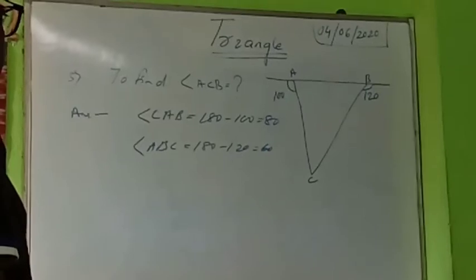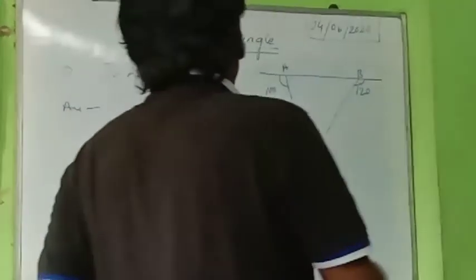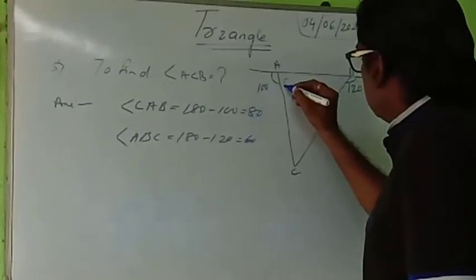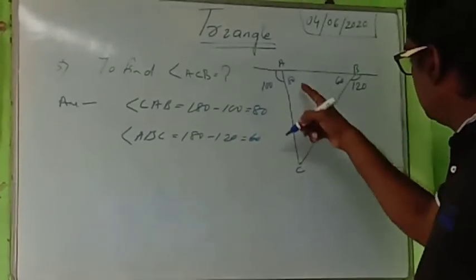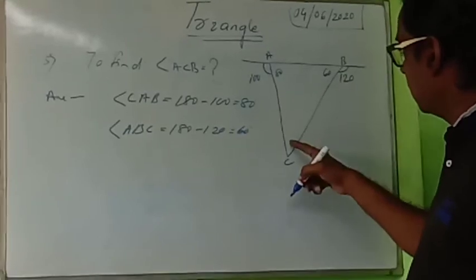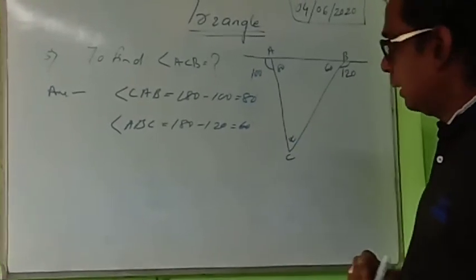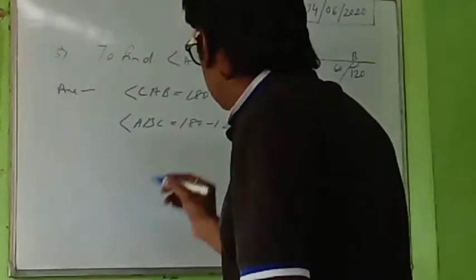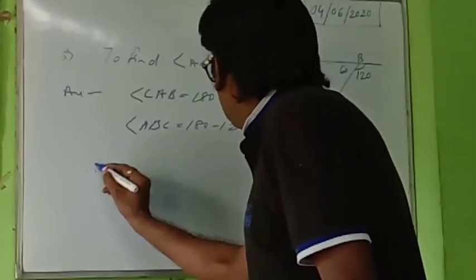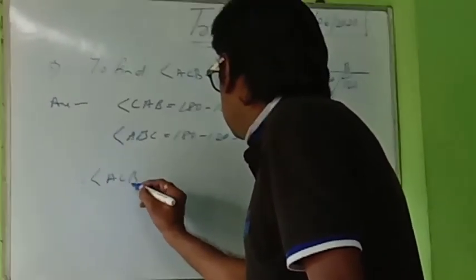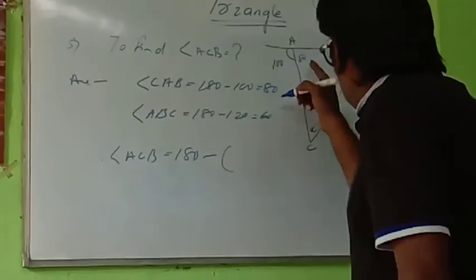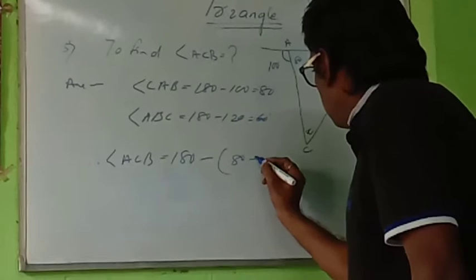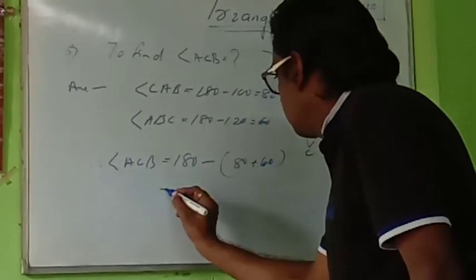Okay. After finding angle ABC, this angle I got 80 degree, and this angle you got 60 degree. Now in the triangle ABC, two angles you got 80 degree and 60. This third angle you have to find out. How to find the third angle? That is sum of the angles of triangle equal to 180 degree. Therefore, angle ACB, total angle equal to 180 degree. You have to subtract sum of these two angles, that is 80 plus 60 degree. How much you are getting?